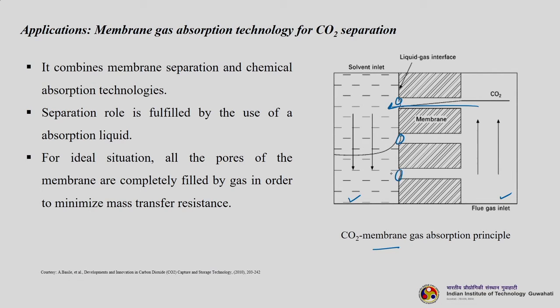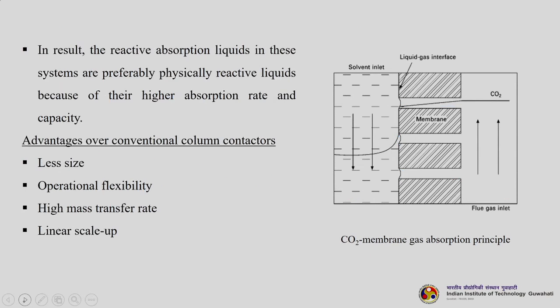Here at the liquid-gas interface, the carbon dioxide passes through the membrane pores and gets absorbed in the solvent or absorption liquid present on the upstream side. As a result, the reactive absorption liquids in these systems are preferably physically reactive liquids because of their higher absorption rate and capacity. The advantages are that it requires less size than conventional absorption towers, has operational flexibility, and is easy to maintain and operate.